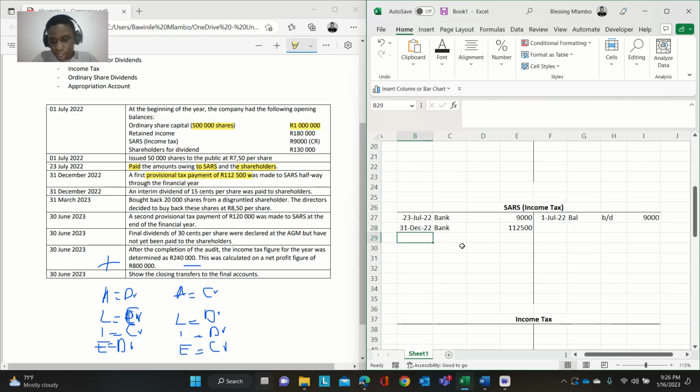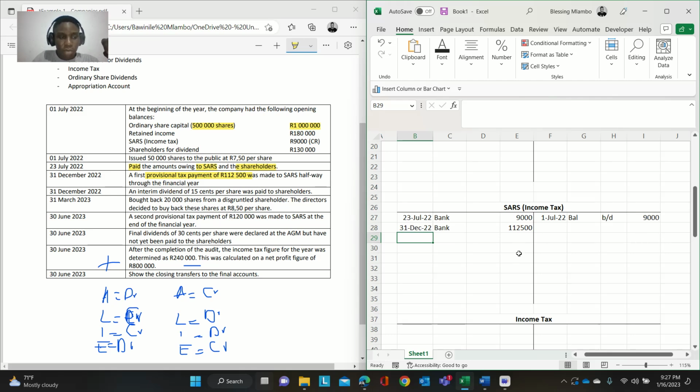But someone may be asking, but Blessing, at this point we don't owe any money to SARS because we paid the 9,000 we were owing at the beginning. So why are we paying a liability we don't have? So what happens is a company usually makes payments to SARS in advance through provisional payments. So they pay amounts to SARS, and then when SARS charges income tax and says, okay, this is the amount you're supposed to pay, they're going to plug it on the credit side, increasing that liability.